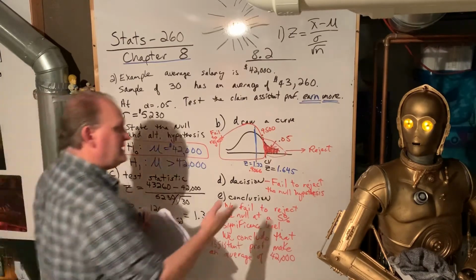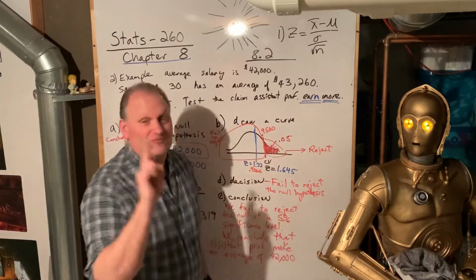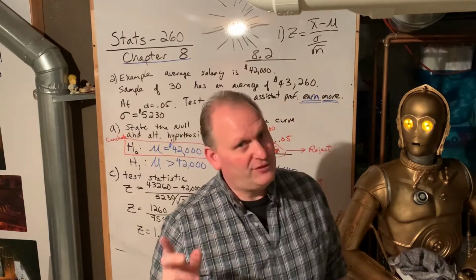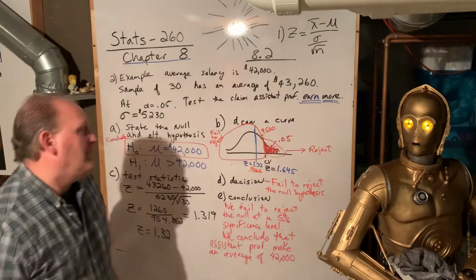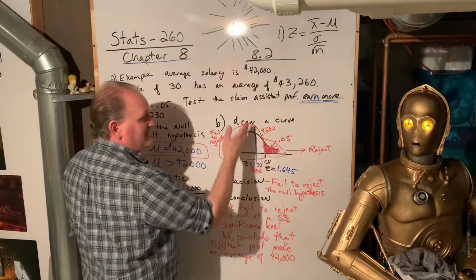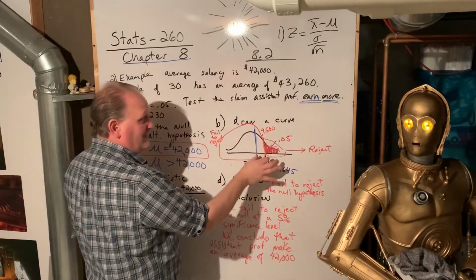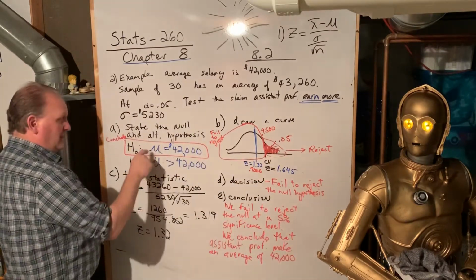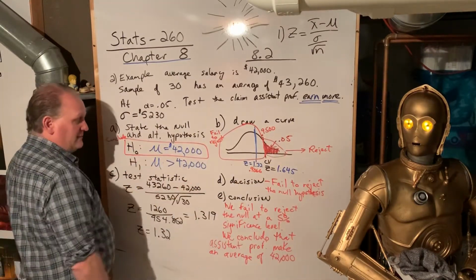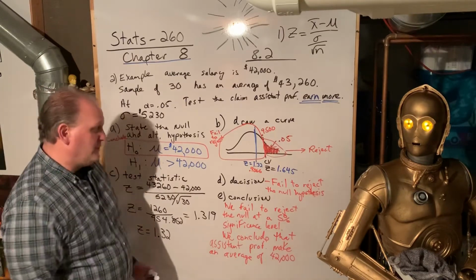So because we set this at 5%, now what you shouldn't do, but people do, is they'll play around with that alpha. If that alpha would have been 10%, this would have been significant. At the 10% level, we would have rejected the null and concluded that assistant professors make more than 42,000.